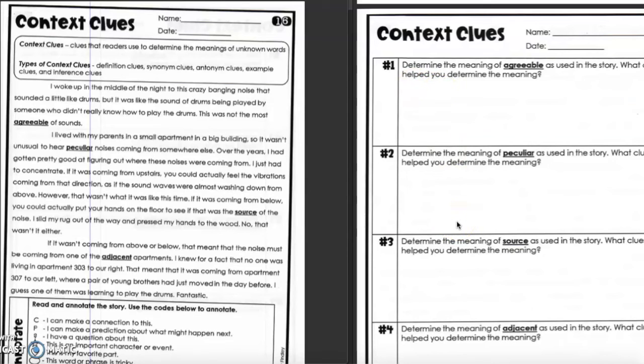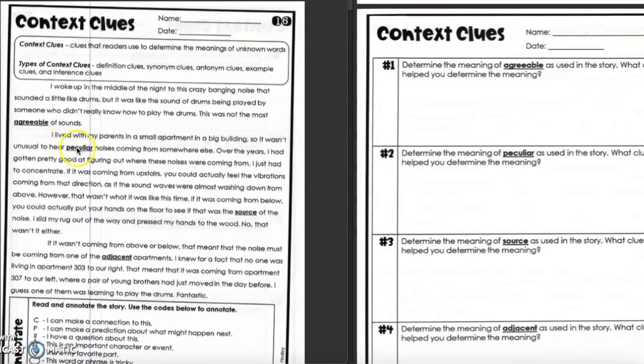Determine the meaning of peculiar as used in the story. What clues help you determine the meaning? All right, so the first thing I need to do is find peculiar in my passage. So I'm going to jump over here and find where it says peculiar. Now I need to read some of the sentences around it and look for those words that tell me what it means. I lived with my parents in a small apartment in a big building, so it wasn't unusual to hear peculiar noises coming from somewhere else. All right, well, there's a huge word that tells me what it means. Unusual. It wasn't unusual to hear peculiar noises. So I think peculiar means unusual.